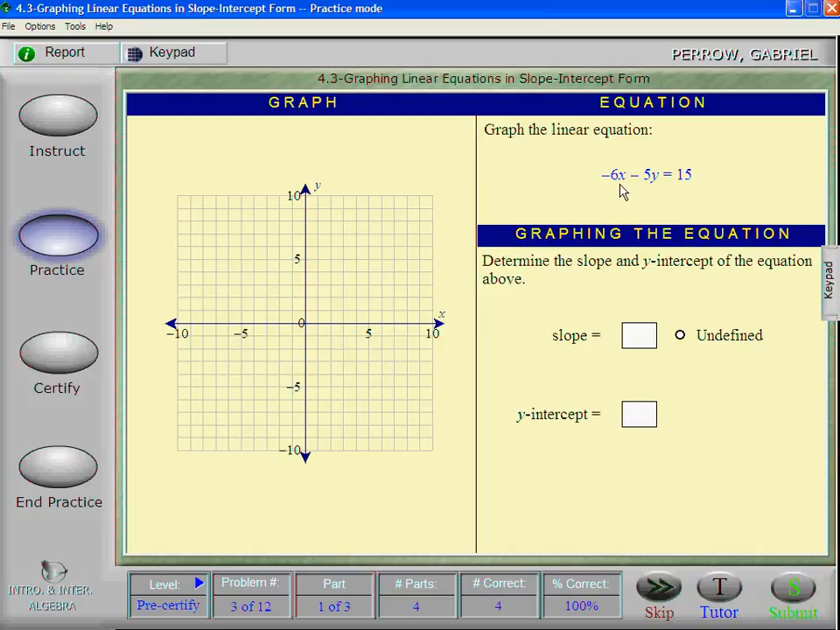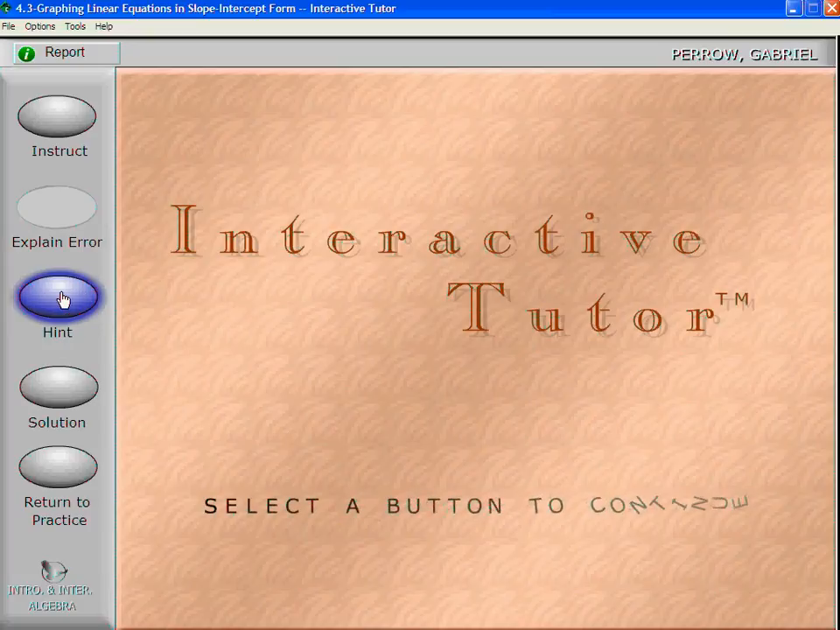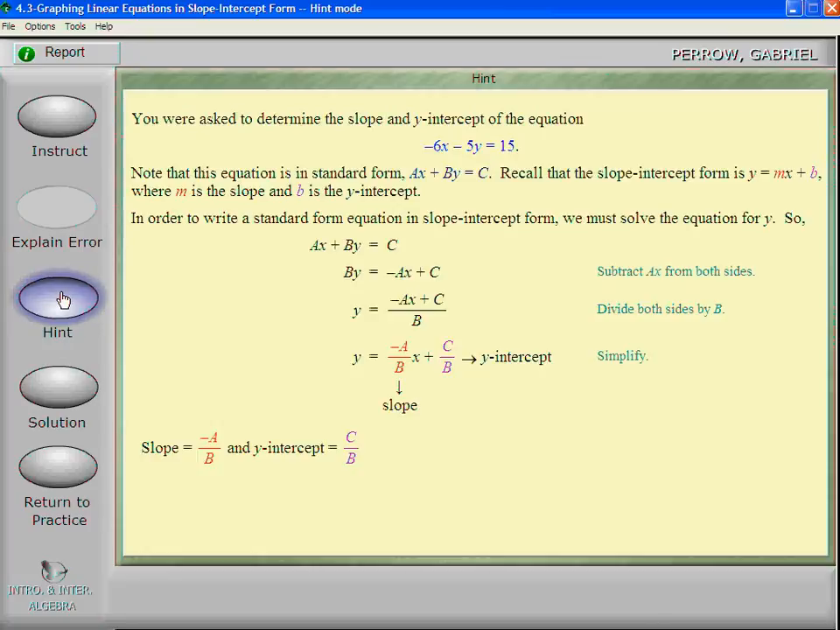Talking through it, you'd need to add 6x to both sides, and then you'd have to divide both sides by -5. Let's see what the tutor looks like. Okay, they're going to give us just a hint. They're not going to show us the step-by-step, although this is pretty much a step-by-step right here if you walk it through.